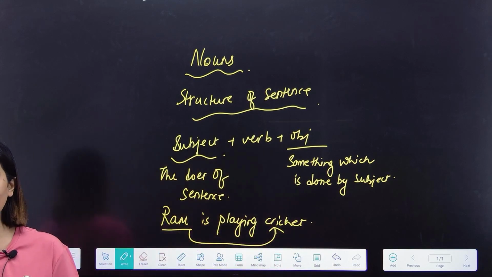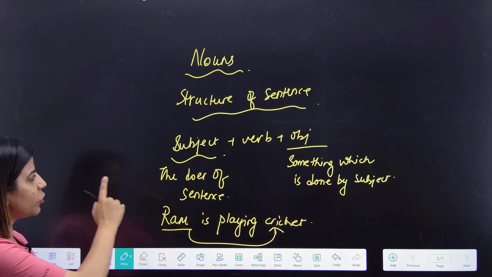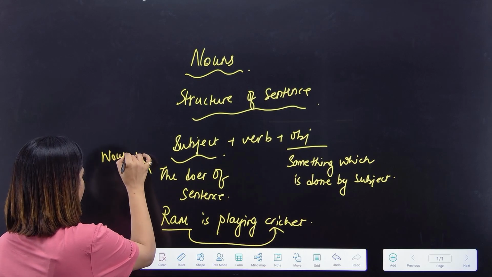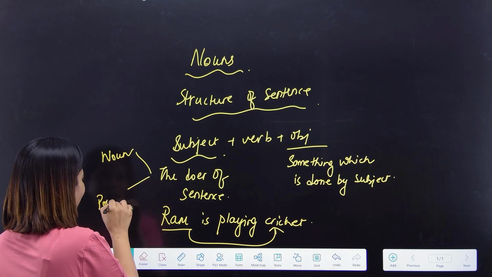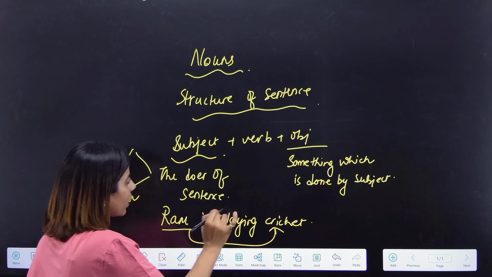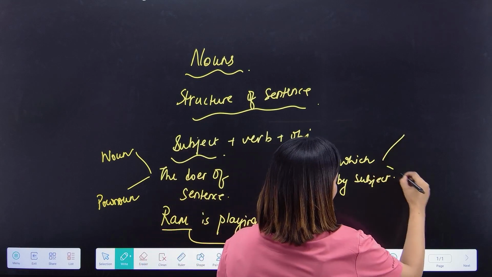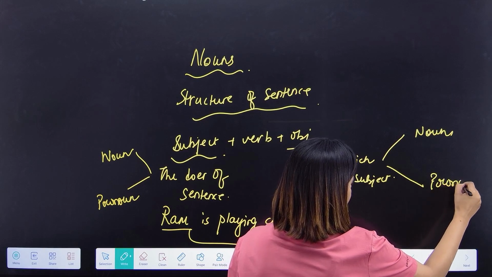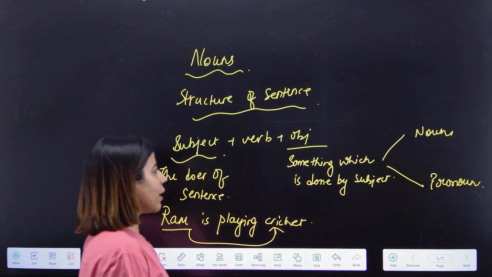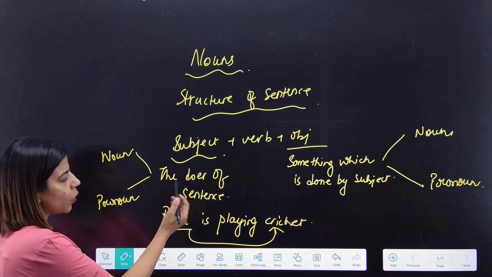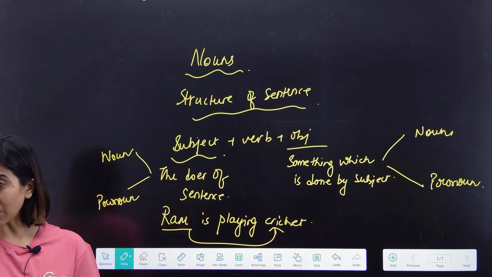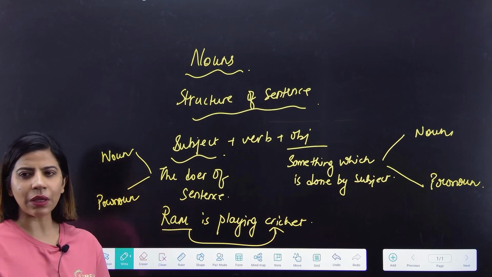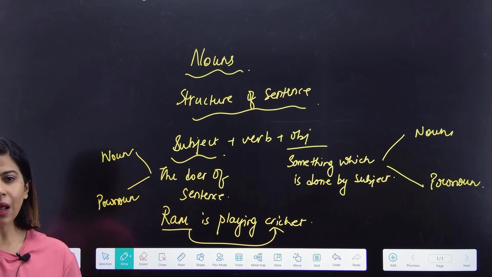Always remember one thing in life. Your subject and your object, it will either be a noun or a pronoun, but nothing else. Iske alawa woh kuch ho hi nahi sakta. The doer of the sentence, jo sentence mein kaam karta hai use subject kehte hain. It will either be noun or pronoun. To Ram kya hai isme? Ram is a noun. Ram is a proper noun.